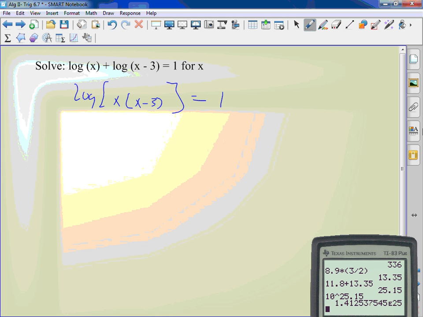Now, how do I get rid of the log? 10 to the. So if I take 10 to the, it cancels it out. X times x minus 3 equals 10 to the first. I'm cutting out that little step. You should know. It saves you a lot of writing, too. But I am going 10 to the log of x times x minus 3 equals 10 to the 1. That's what I'm really doing.